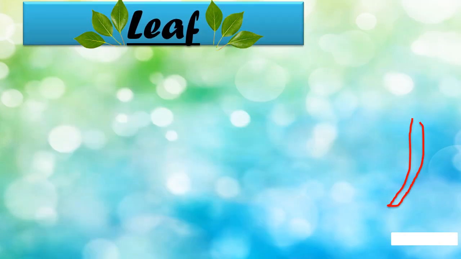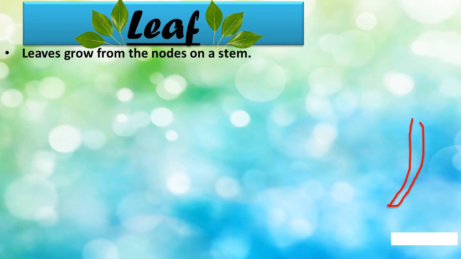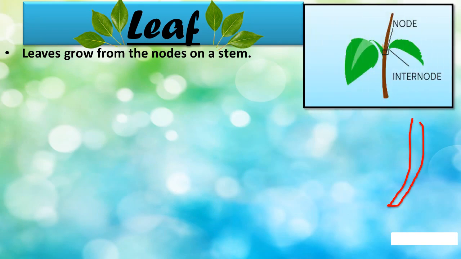Okay, so our next topic is leaves. So what are leaves? Leaves grow from the nodes on a stem. In a previous slide we have seen what the stem is. Nodes are constricted regions on the stem, and from these nodes leaves are growing or arising.